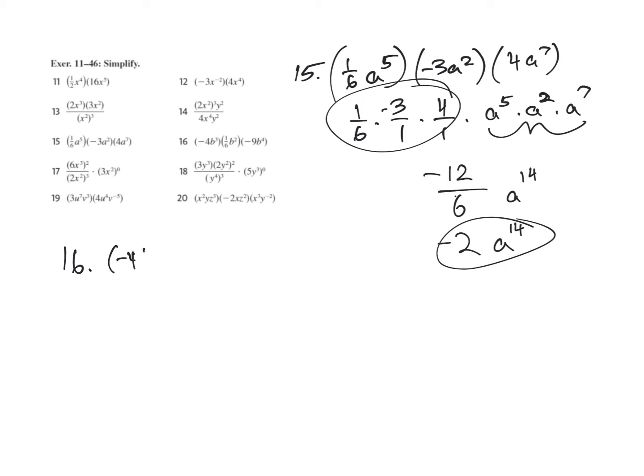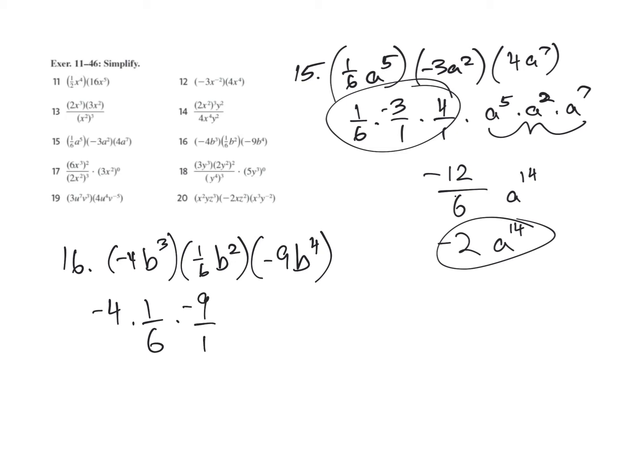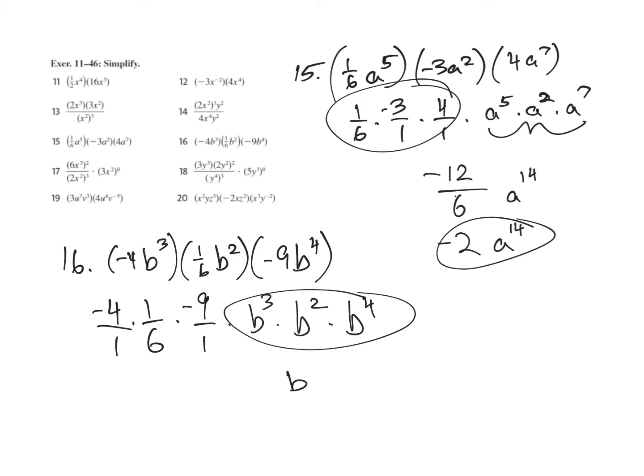Negative 4 b cubed times 1/6 b squared times negative 9 b to the 4th. And of course, no exponents on the outside, so we don't need those. We can rearrange everything. Negative 4 times 1/6 times negative 9 times b cubed times b squared times b to the 4th. So that is b. 3 plus 2 is 5 plus 4 is 9. And over here we have negative 4 times 1 times negative 9 is positive 36, all over 6. So the answer is 6b to the 9th.